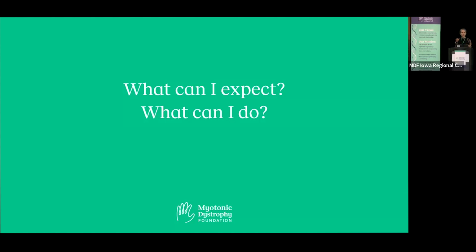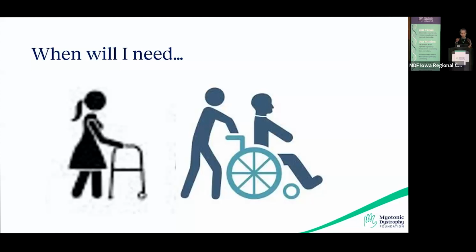So a lot of people in our clinic ask, what can I expect? What are some things I can do? And when will I need certain pieces of equipment? Again, when thinking about this question, it's always important to remember how variable myotonic dystrophy is, and that not everybody is going to need every piece of equipment.